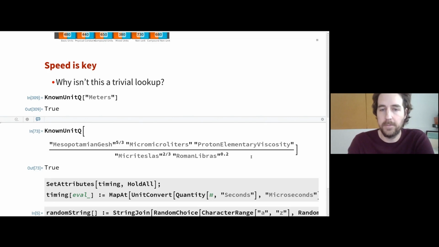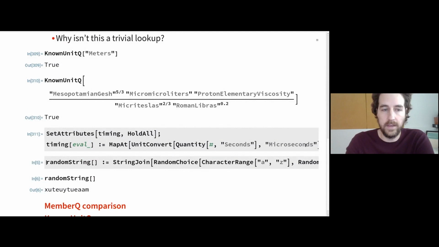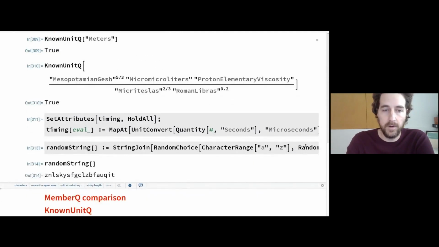Sometimes they may be fractional powers or real powers. There may also be numeric constants in there. And just as a basic test case, this is a function that generates a random string of somewhere between 4 and 20 characters.